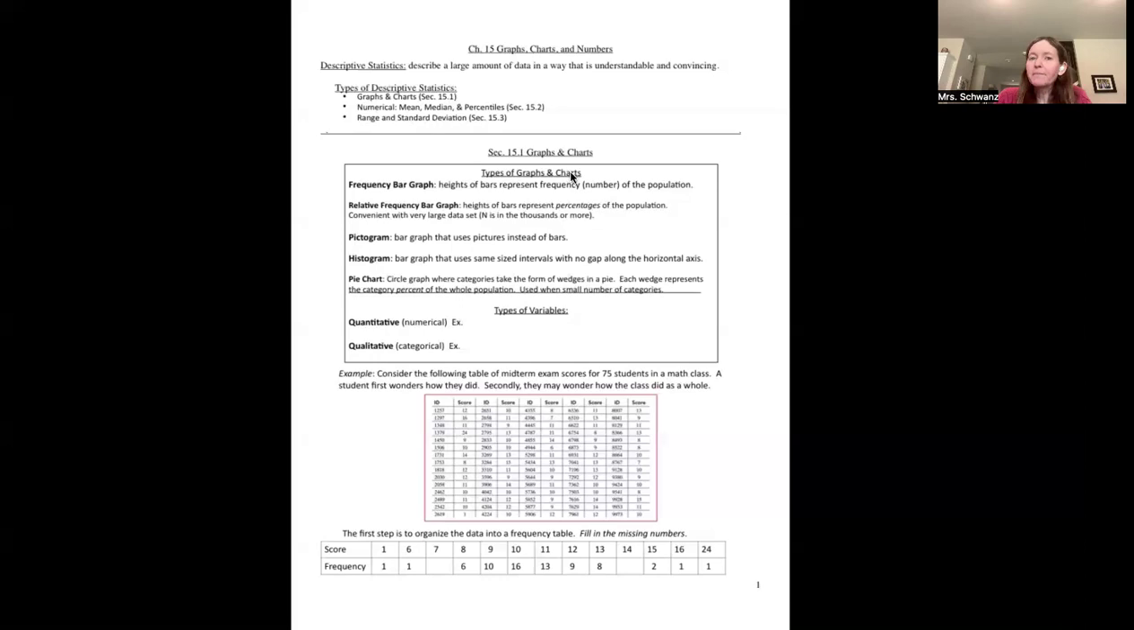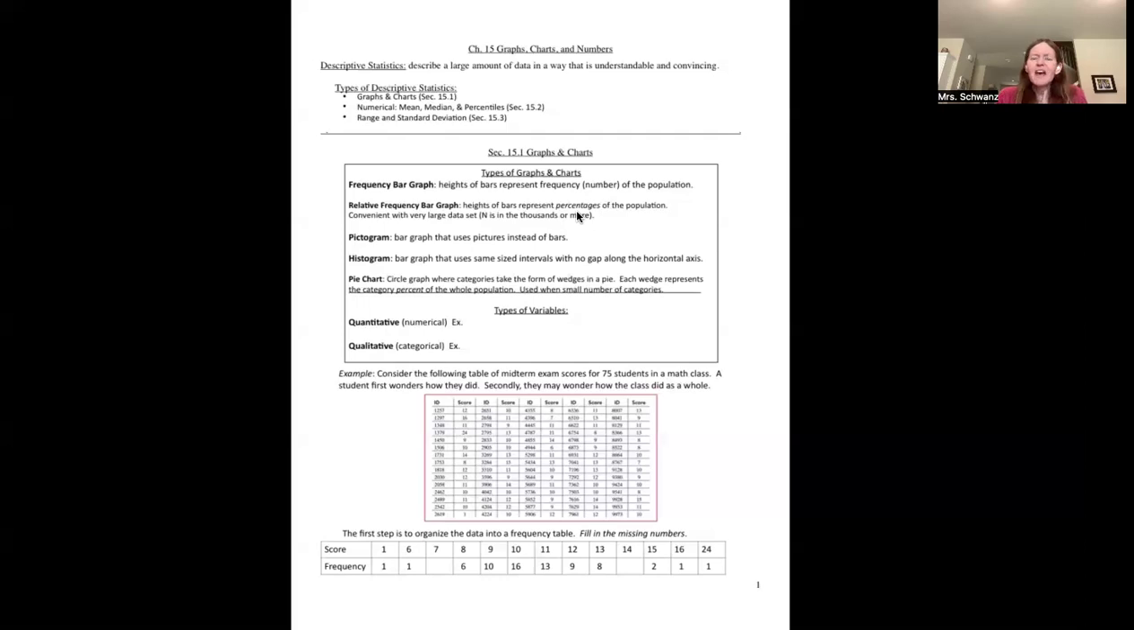So this is 15.1. And you might be asking, why do we have to do graphs? Well, when someone does a research study, maybe they had 1,500 people that were sampled. Now they have 1,500 pieces of data that they need to do something with. What are they going to do with that? If somebody asks, what are the results of your study? Are they going to just list all of those 1,500 pieces of data? Is that how they're going to present the results?